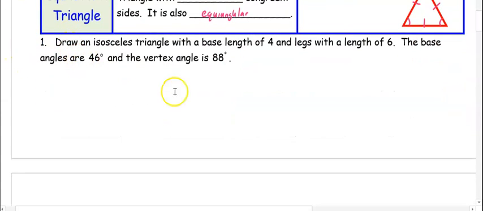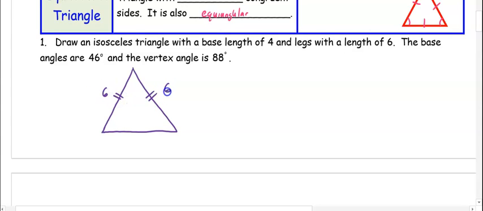So number one, we want to draw an isosceles triangle with a base length of 4 and legs of 6. The base angles are 46 and the vertex angle is 88. So all we're doing here is drawing a picture and putting things in the correct spot. I have my isosceles triangle with two congruent legs, each with a length of 6. The base is 4. The base angles, which are the angles formed by a leg and the base, are both 46. Remember that we're going to have two of those that are congruent. And our vertex angle, which is formed by the two legs across from the base, is 88 degrees.